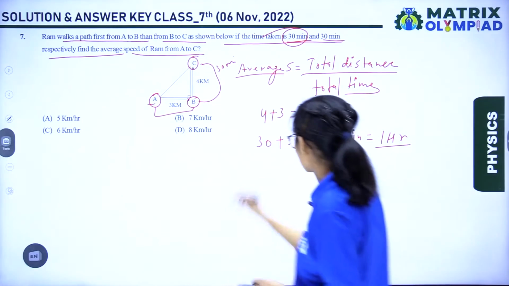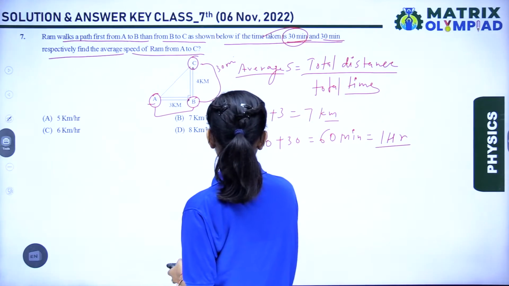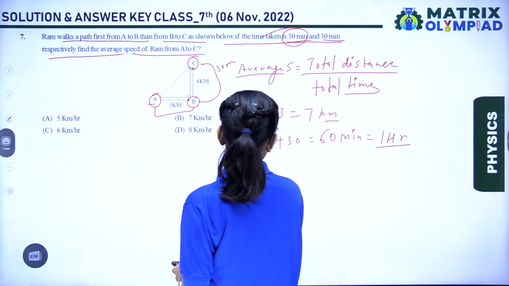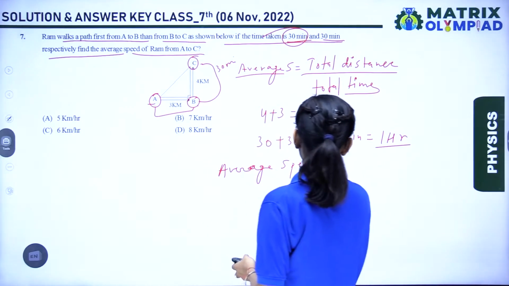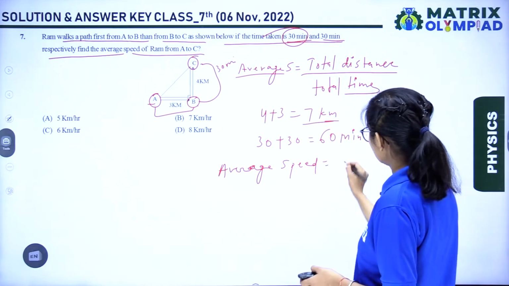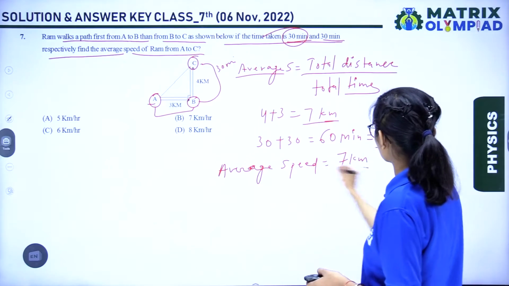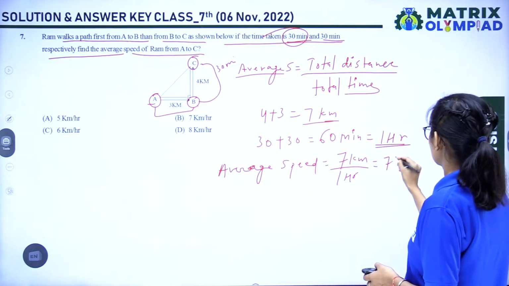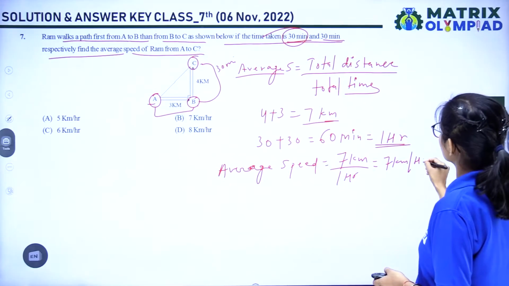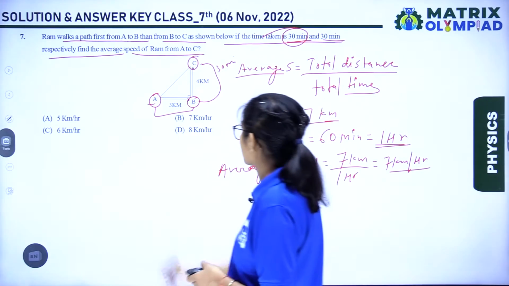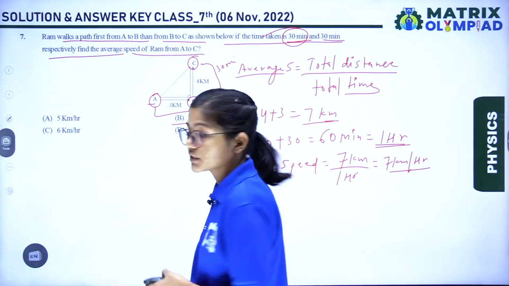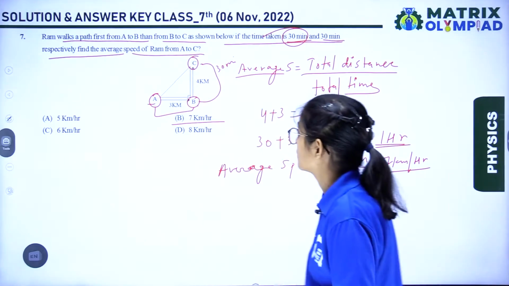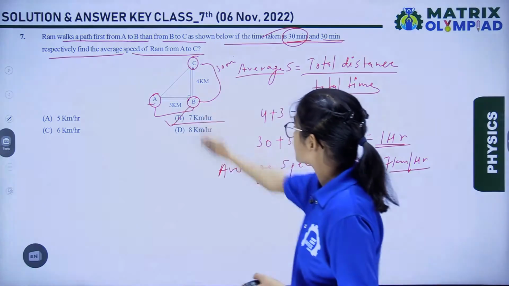So put the values, then average speed will be total distance upon total time, that is 7 kilometers, and total time, that is 1 hour. So that is 7 kilometers per hour. So the speed of Ram will be 7 kilometers per hour. For the seventh question, our answer will be B option.